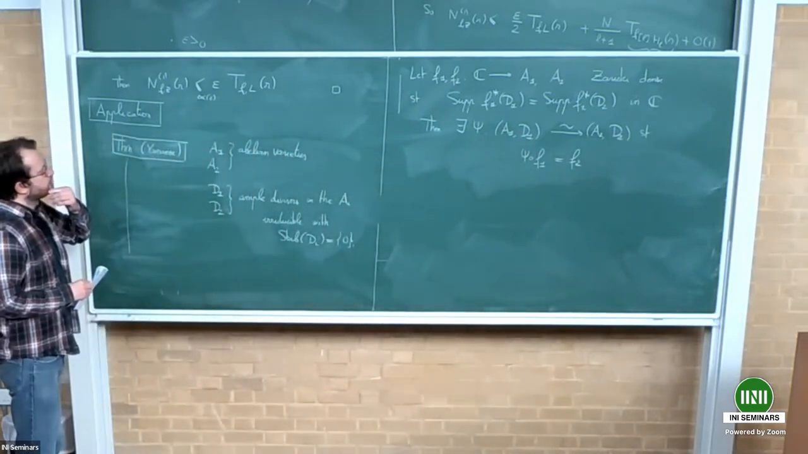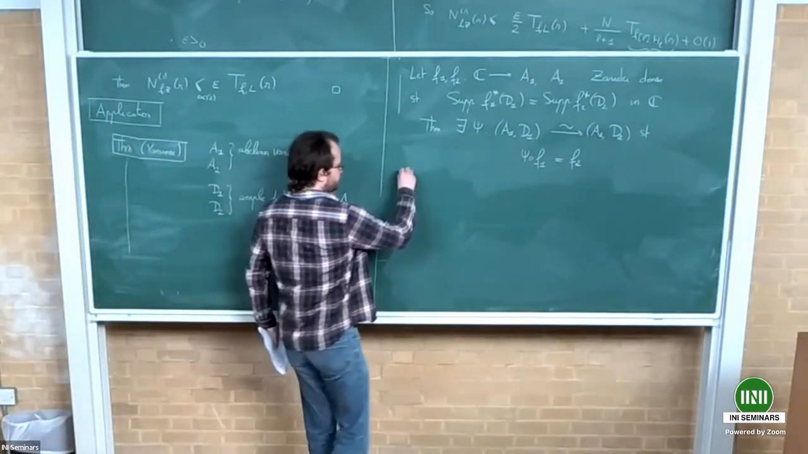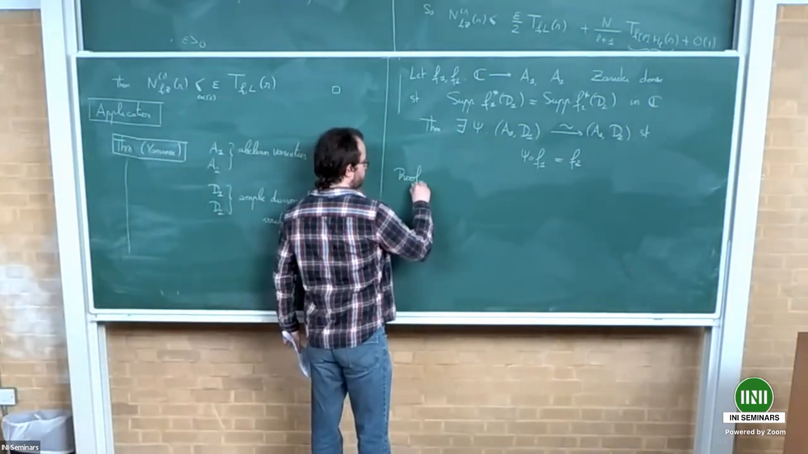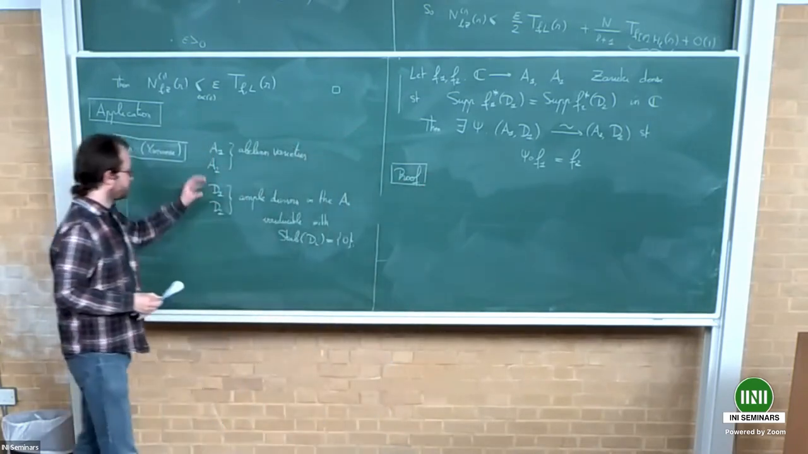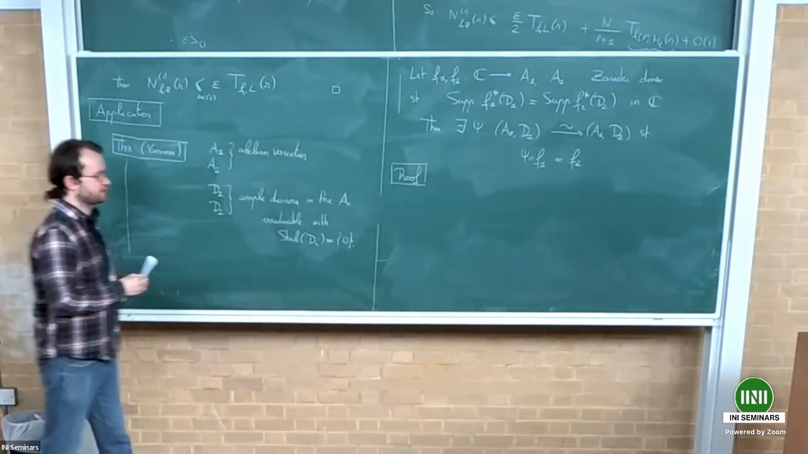Maybe it's, yeah, I don't know, actually. Okay, so let me do the proof. So the proof will be to, of course, produce a correspondence between A1 and A2 and show that it is actually an isomorphism.